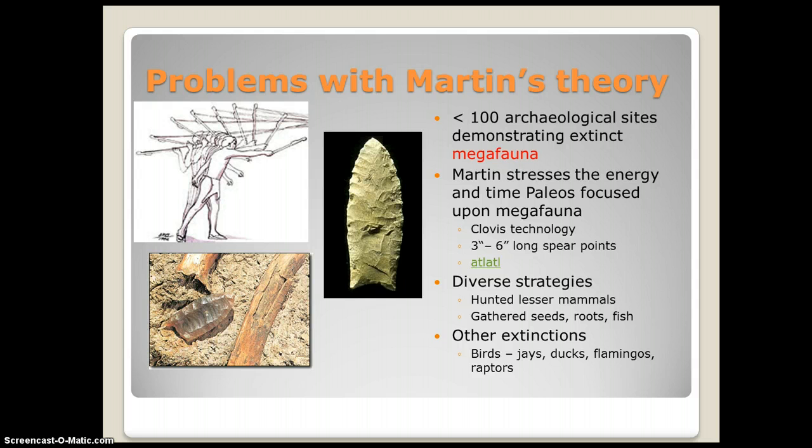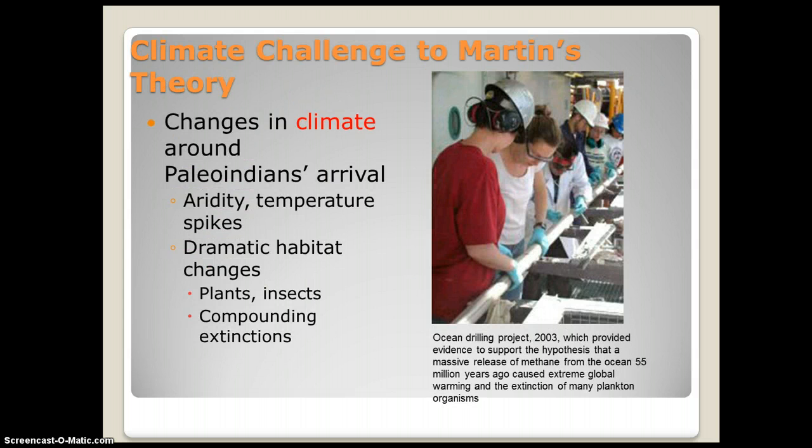And then other evidence that critics of Martin's thesis put forward is that there are other animals that went extinct over the course of these Pleistocene extinctions, and many of these do not have the characteristics of being hunted. These aren't your typical wild game that Paleo-Indian people would have sought out and desired. So the question then, of course, is there something else going on?